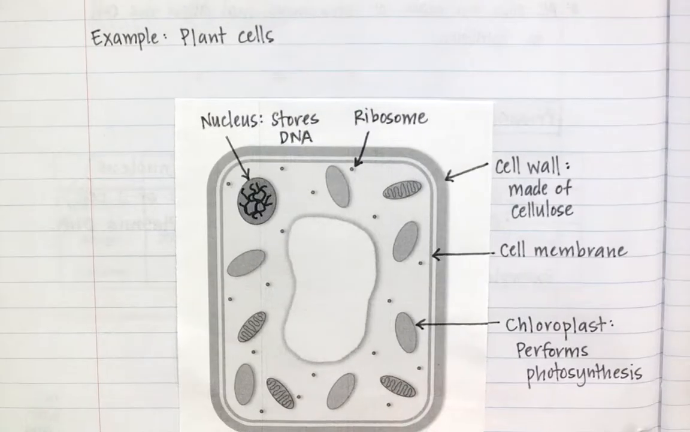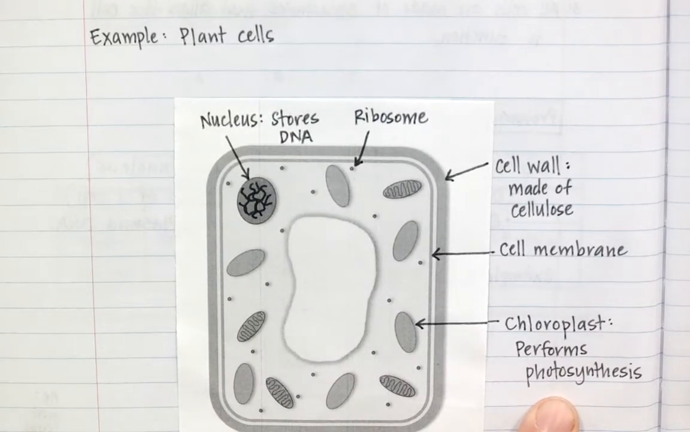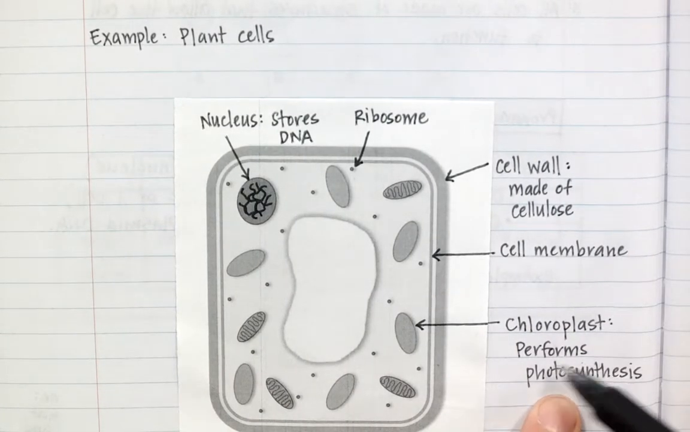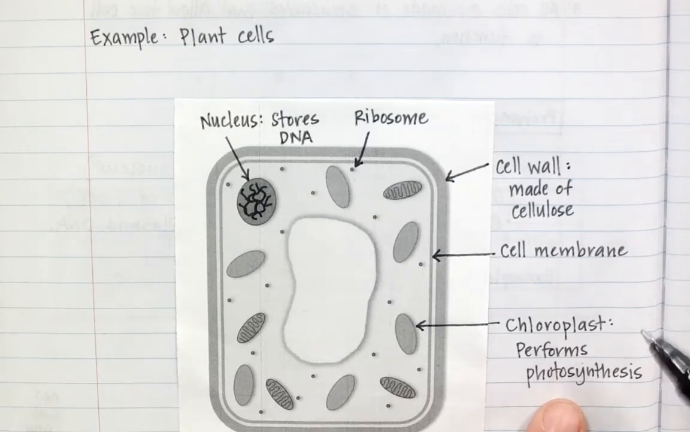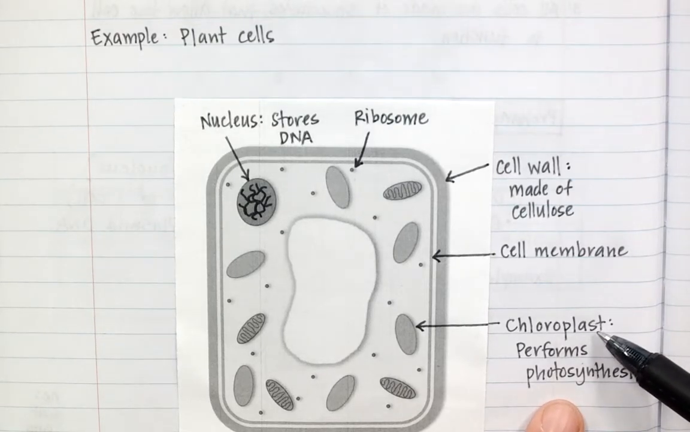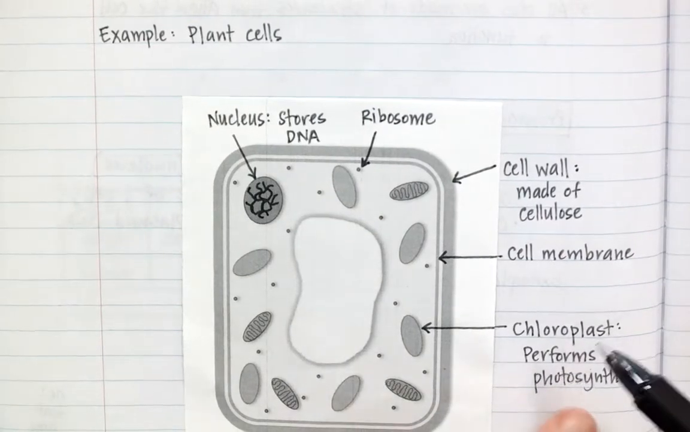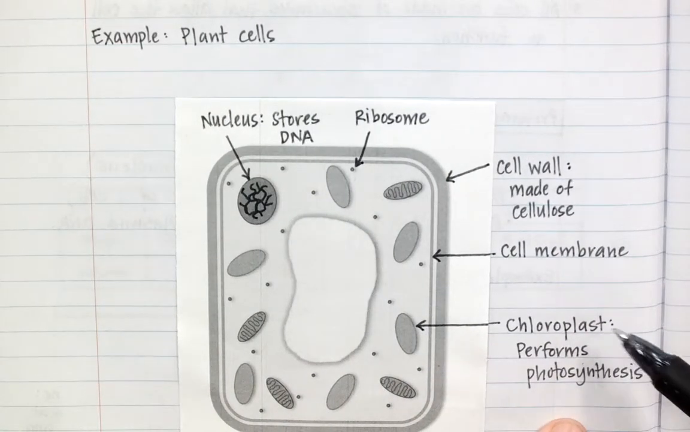So unlike animals, plants don't have to eat. They're able to make their own glucose, and they make glucose through the process of photosynthesis, and that happens inside of chloroplasts. Now, weird fact: chloroplasts have two membranes, and they actually have their own DNA.